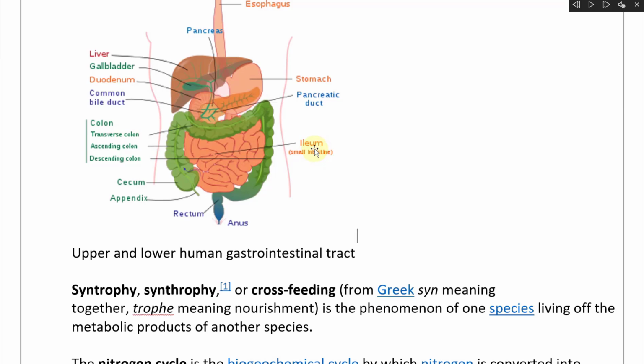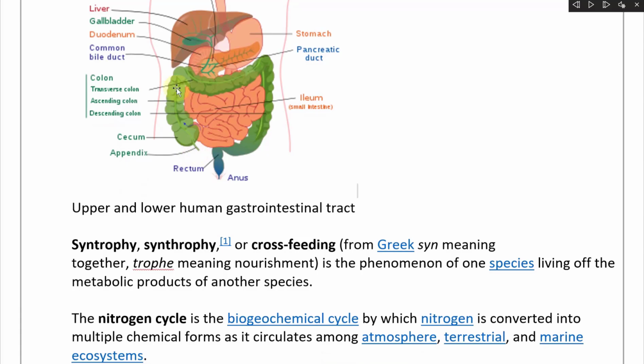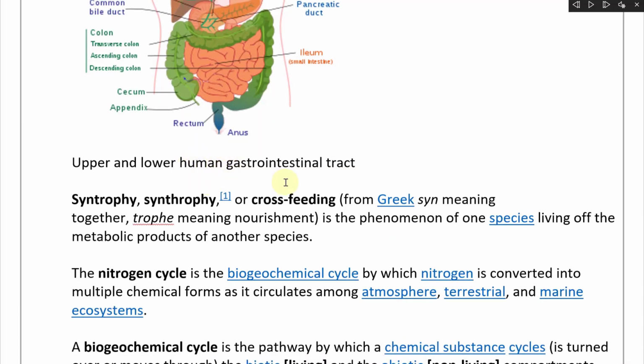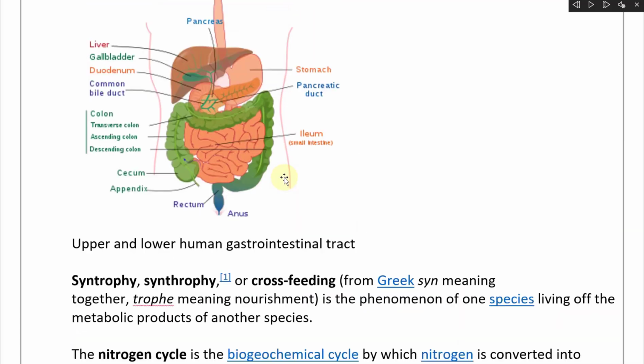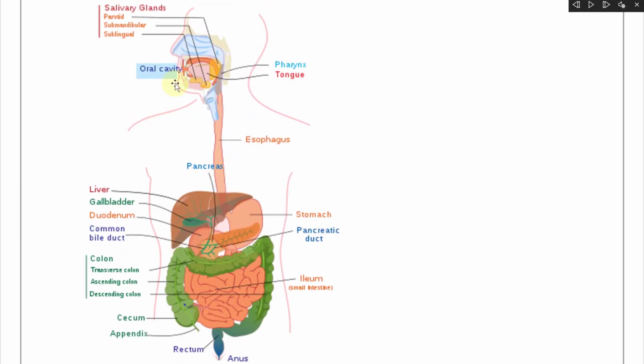This is the ileum, or the small intestine. I think that's how you pronounce it. Anyways, you have the cecum, and then the appendix at the end of this colon there. There's a rectum, just a straight path going all the way down. There's the anus. So this is the upper and lower human gastrointestinal tract, and this is a general image of that.